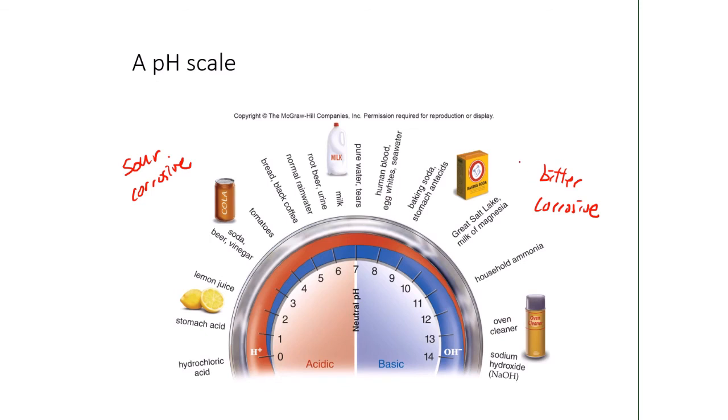Our blood pH has to be about 7.4. So 7 is neutral. Pure water is going to be neutral at 7, and our blood is a little bit higher than neutral, 7.4, so slightly basic, and we cannot deviate from that too much because it would actually destroy and interfere with a lot of the proteins' function, as we will learn later on in the lecture.